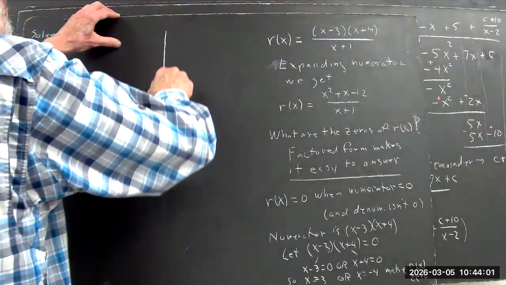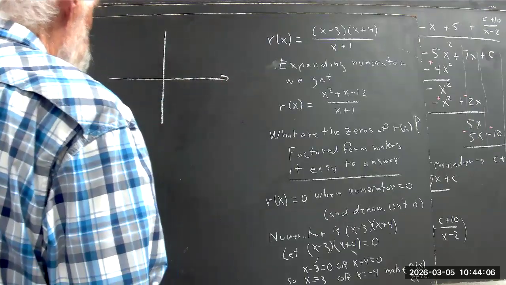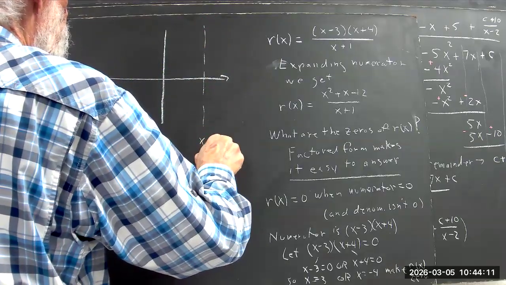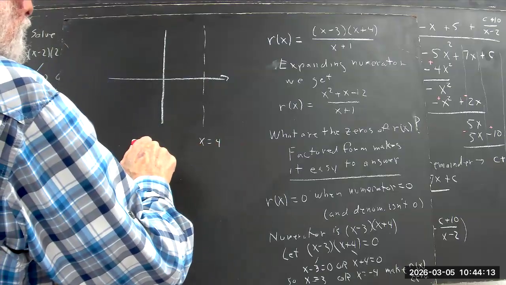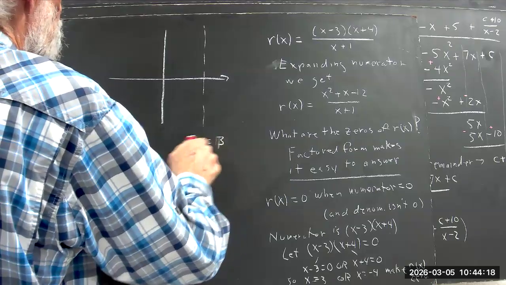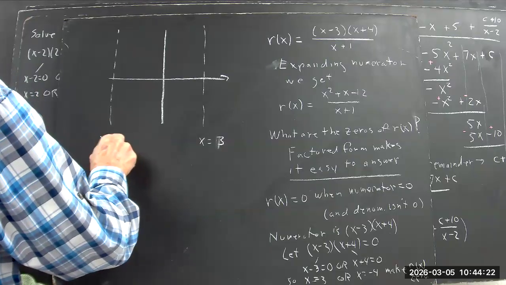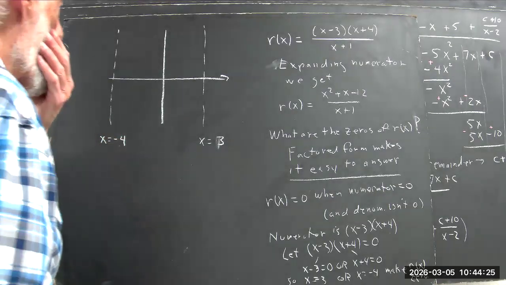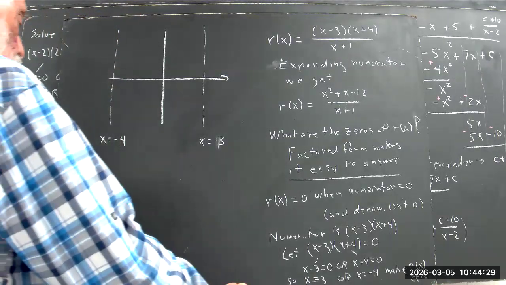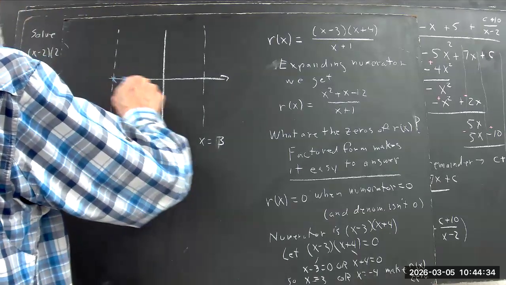This means that we can start a graph of r of x. And out here, let's say x equals 3 here, and x equals -4 here. Then we know the graph goes through these 2 points.